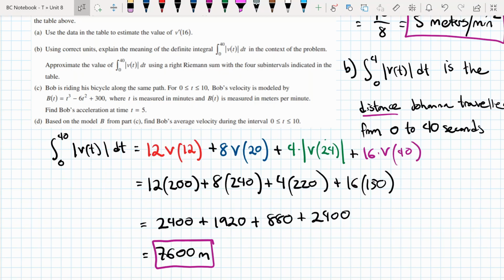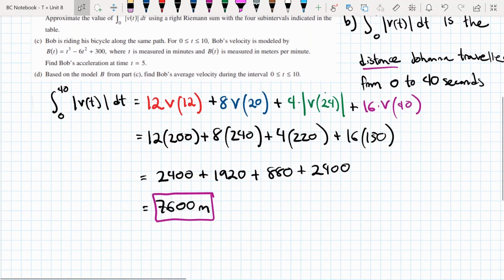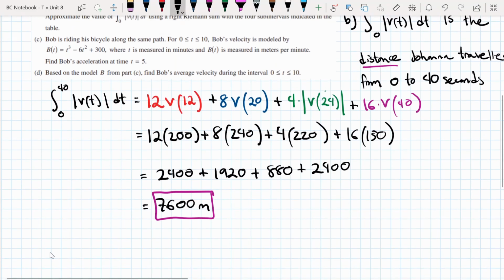Let's say we have another individual, Bob, and he's riding his bike along the same path. And Bob's velocity is modeled not by a table, but by a function. Let's find the acceleration when t equals 5. So this one's not too bad. We're just going to take Bob's velocity function, and we're going to plug in 5 to the derivative of this. So here is Bob's velocity.